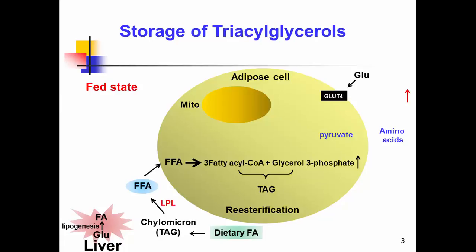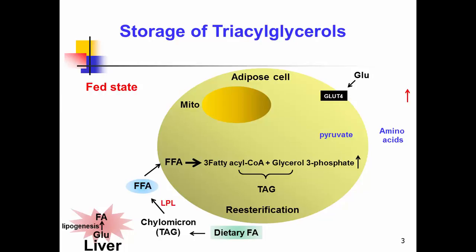And again, before triglyceride can be taken up by fat cells, triglyceride needs to be broken down into fatty acids and glycerol. So fatty acids are the molecules that can be taken up by fat cells. Once fatty acids enter the fat cells, three molecules of fatty acids together with one molecule of glycerol 3-phosphate form triglyceride, the synthesis that we talked about last class.